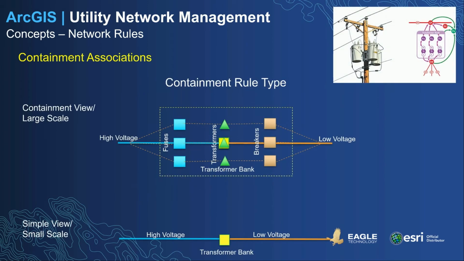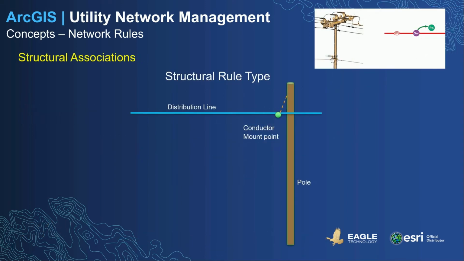Next, we have containment associations, and these allow us to model assemblies and complex devices like transformer banks or pump stations. They promote better representation of your assets and reduce map clutter. Finally, we can also model structural attachments. In the electric network, transformer banks are often attached to poles. Structural attachments allow us to model relationships between features in the structure network and domain network.